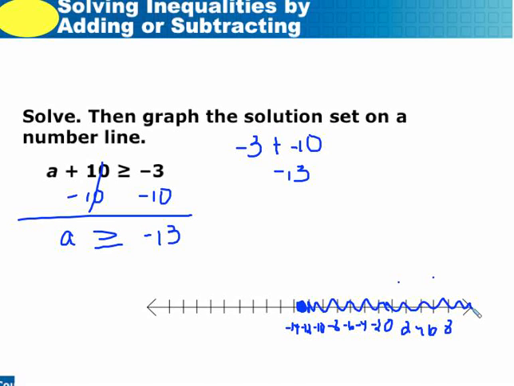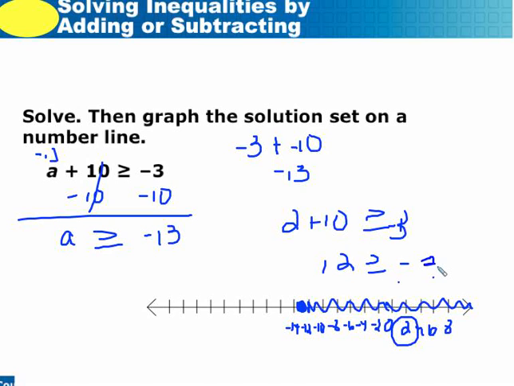So when I go to solve this, I get a lot of solutions. Well, what do those solutions mean? Well, I know if I plug in -13 here, -13 plus 10 is actually -3. -3 is greater than or equal to -3. Let's try another solution. I'm saying that 2 could possibly be a solution. So 2 plus 10, is that greater than or equal to -3? Let's find out. 2 plus 10 is 12, which is true that it is greater than or equal to -3. So everything from here on over is a possible solution to this inequality.